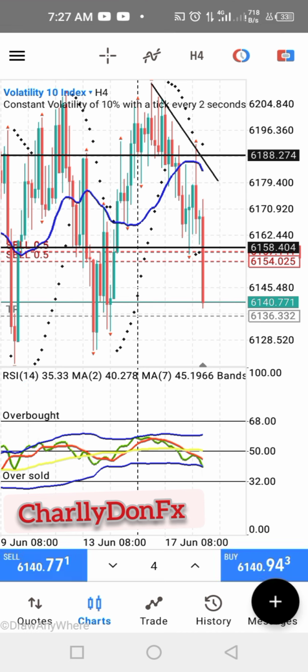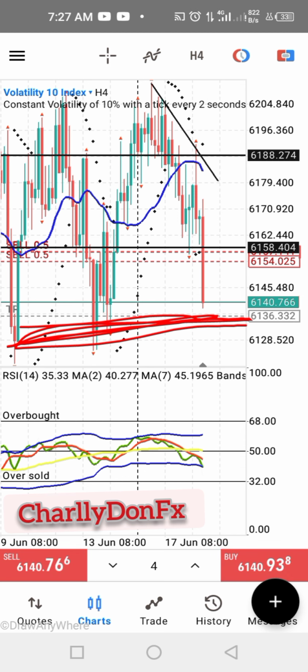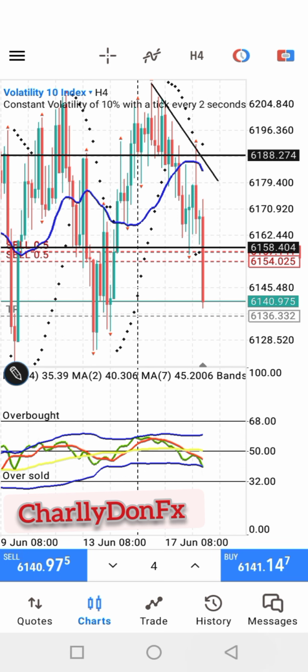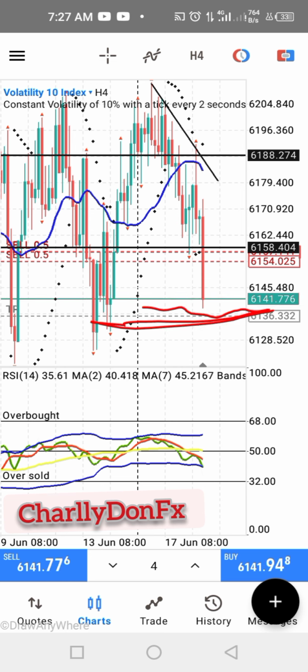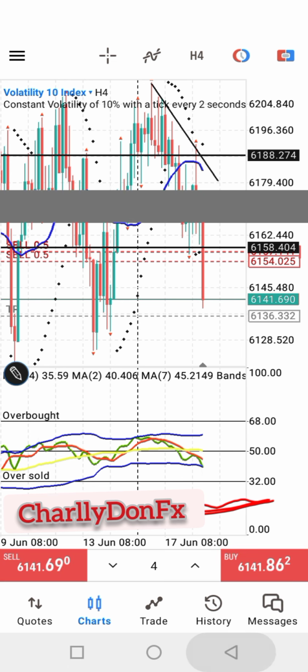So these are major support levels in H4. I've already marked out where I will be taking my TP. You can see where I put my TP there. So I'm expecting to take my TP at that level.